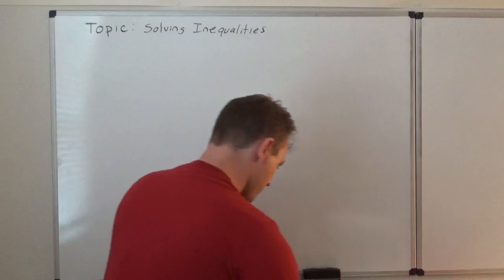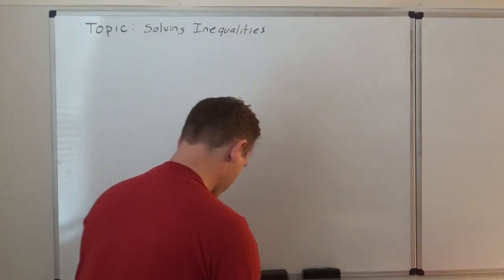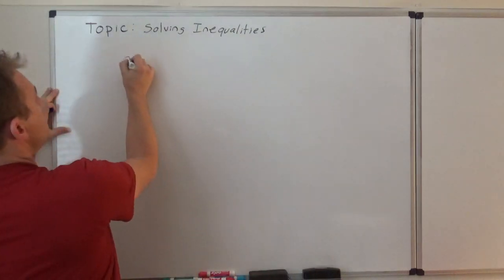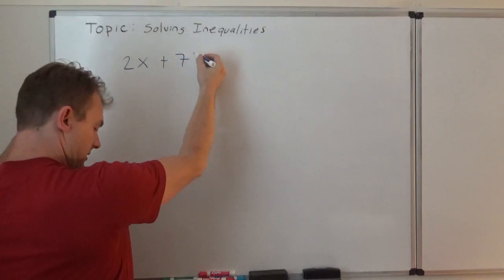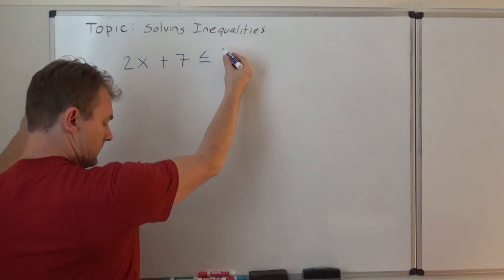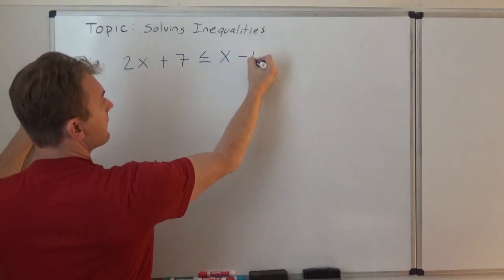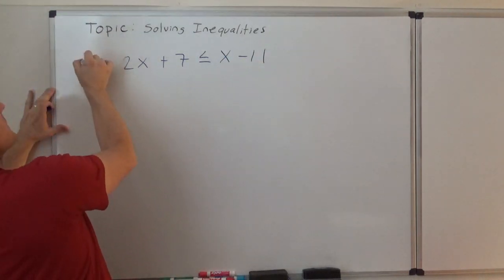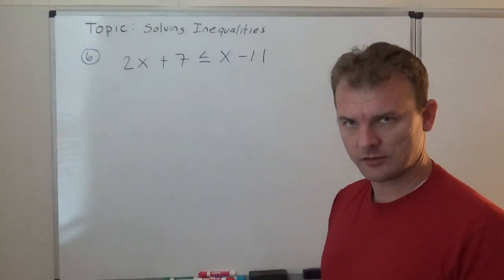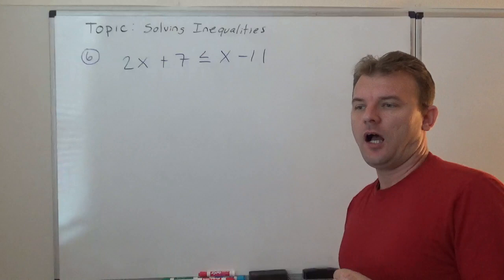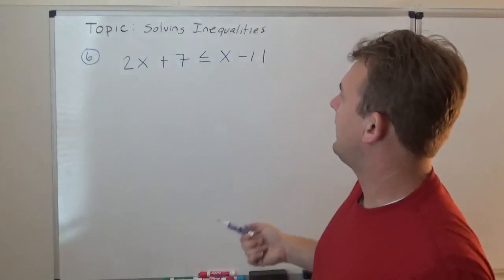So let's go ahead and try this one. We've got 2x plus 7 less than or equal to x minus 11. I think this was number 6. So this is our basic equation. Well, inequality, but it's like an equation.